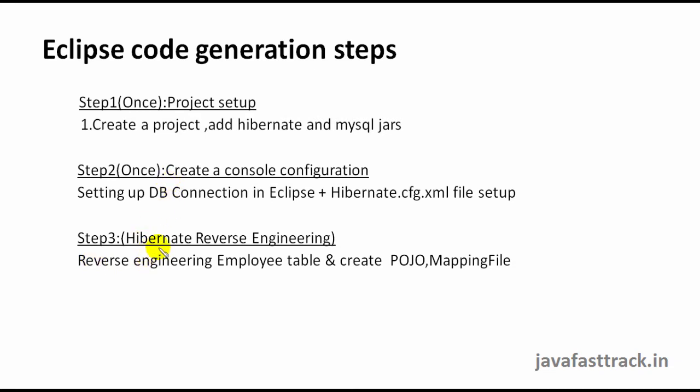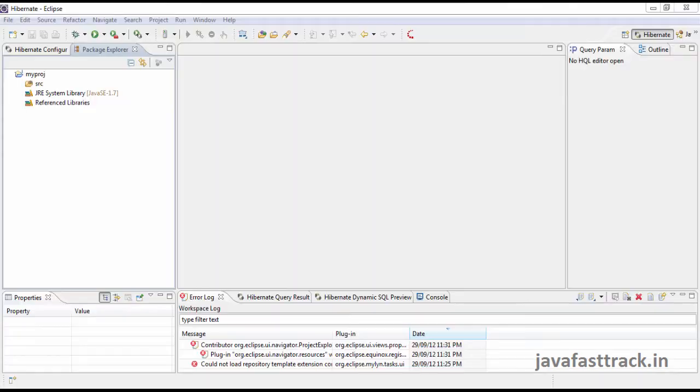Step 3 is the last step, that is the reverse engineering procedure. As part of the reverse engineering procedure, I will have a table created manually. Once I have the table created, from the table I can automatically generate the POJO and the mapping file. That is the reverse engineering procedure. Now I will create a table. Later, by using JBoss Tools plugin, I will auto-generate the POJO and the mapping file.